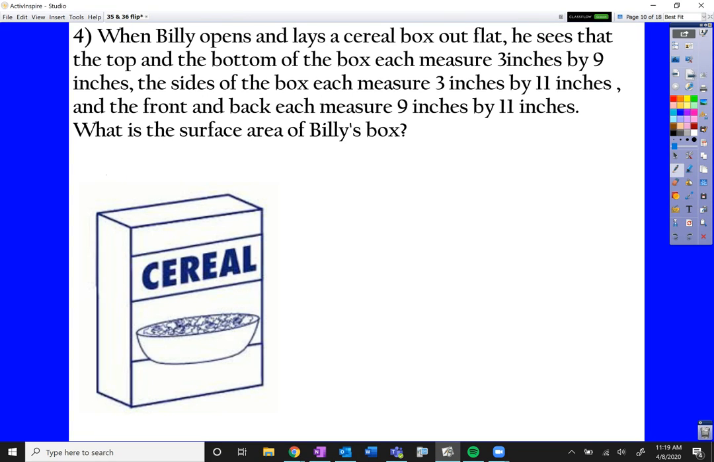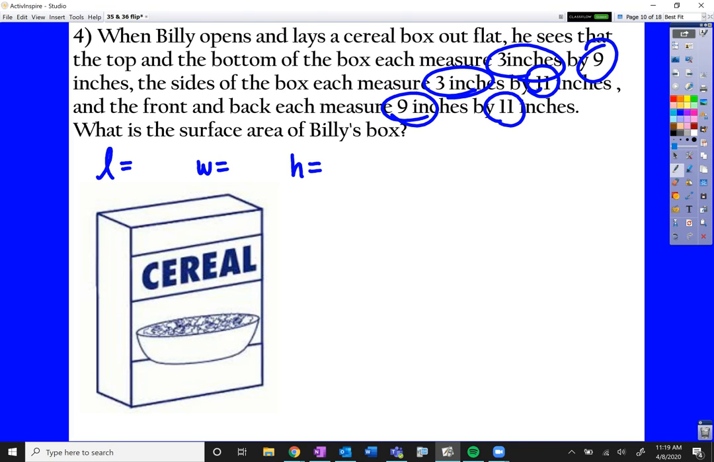Well, Billy, we're going to help you out here. We need a length, we need a width, and we need a height. Guys, hopefully we notice: 3 by 9, 3 by 11, and then 9 by 11. So there's only 3 unique measurements: the 3, the 11, and the 9. They all happen twice. Just pick whatever you want.